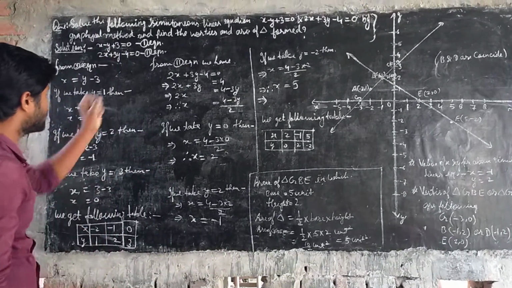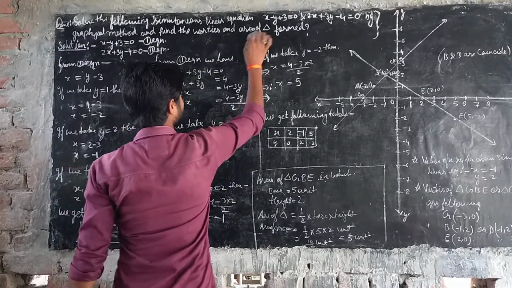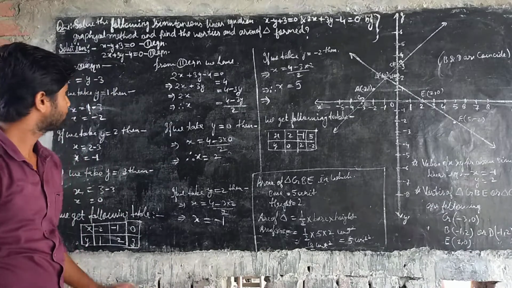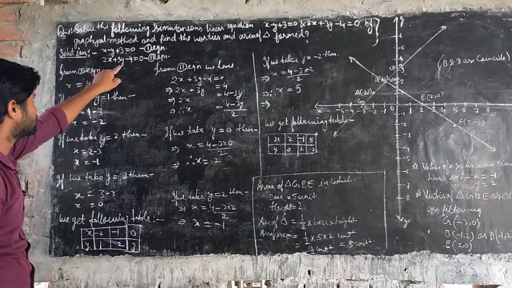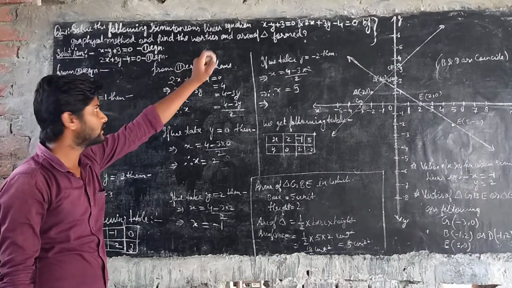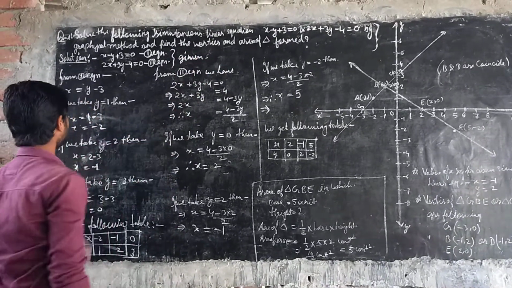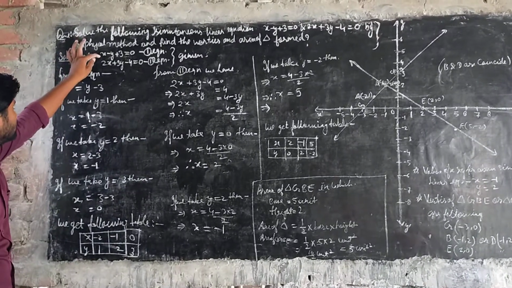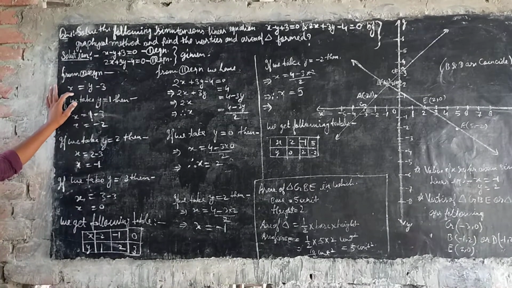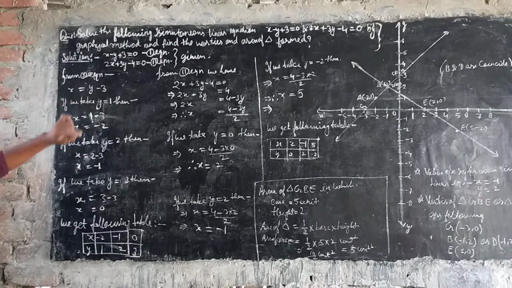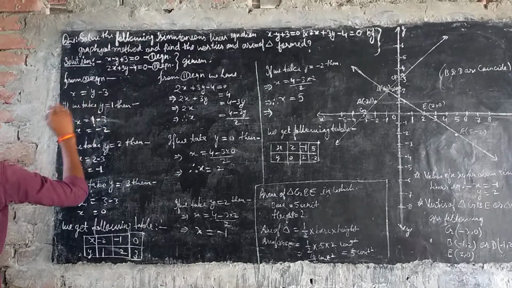Using the graphical method, we have to find the vertices and the area of the triangle formed in the given graph. First of all, we write the first equation and the second equation from the question. Now in the second step, from the first equation we have to find the value of x with respect to y. Here we get x is equal to y minus 3.